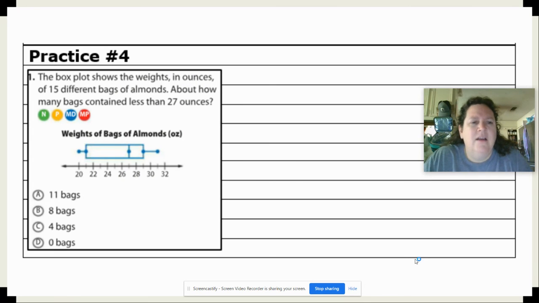All right. The box plot shows the weight in ounces of 15 different bags of almonds. About how many bags contain less than 27 ounces? So here's 27 ounces, right? And so you're going to decide how many of the bags out of 15 do you think are over here? So this is half of the bags. Hint, hint. Try that one on your own.